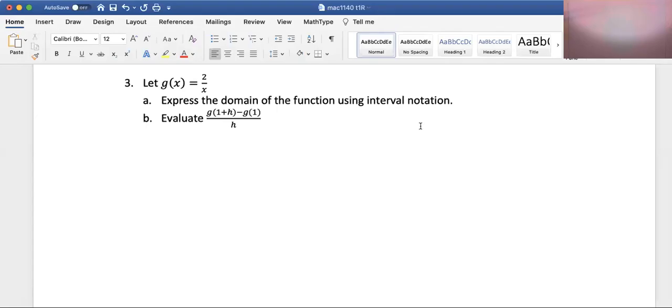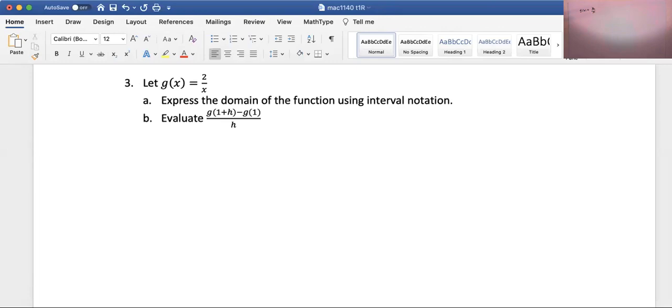So this question says g of x is 2 over x. We want to express the domain using interval notation, and then we want to do that difference quotient, g of 1 plus h minus g of 1 over h. So what can we say about that?